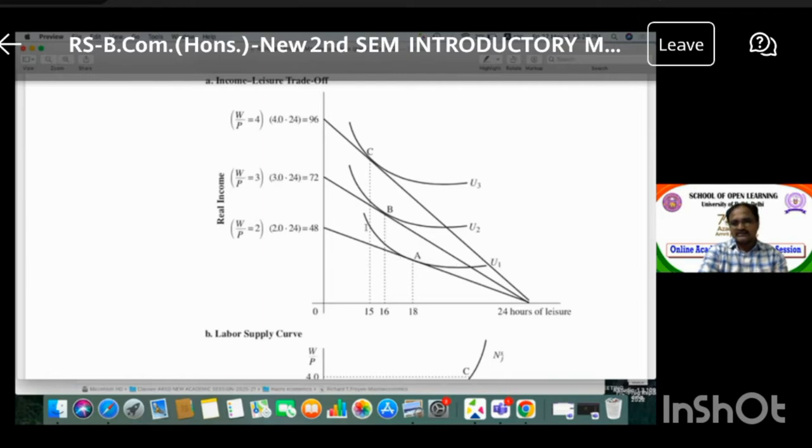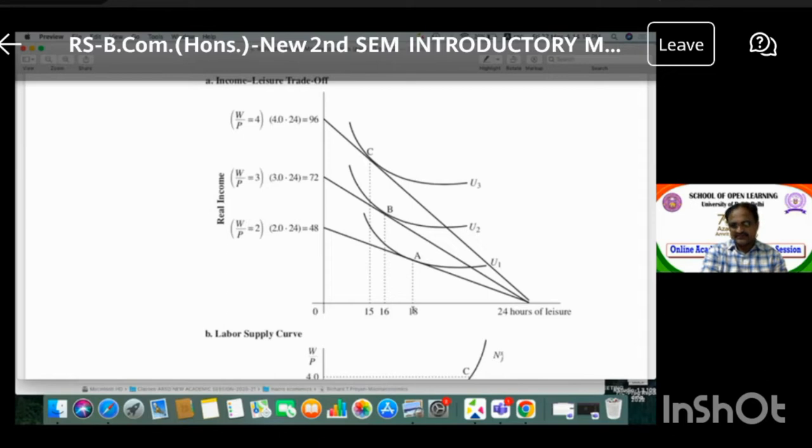U1 is the indifference curve. What is an indifference curve? It is the combination of two goods, or two variables, that give the same level of satisfaction, as studied in microeconomics. The indifference curve shows the different combinations of the two variables given the same level of satisfaction. Here the satisfaction comes from 6 hours of work and 18 hours of leisure, so you get the wage of 2 rupees, and 48 is his real income.